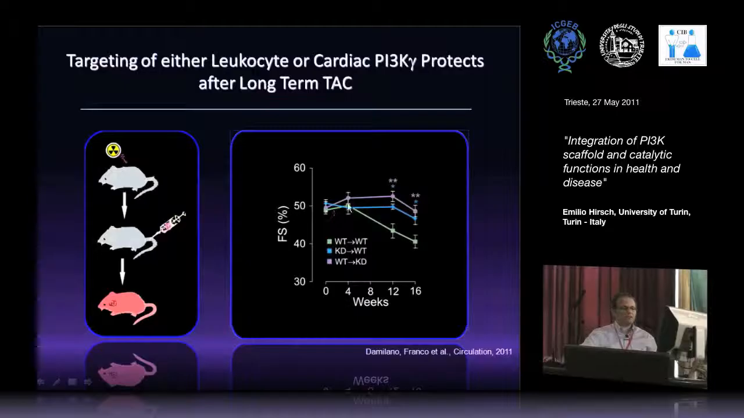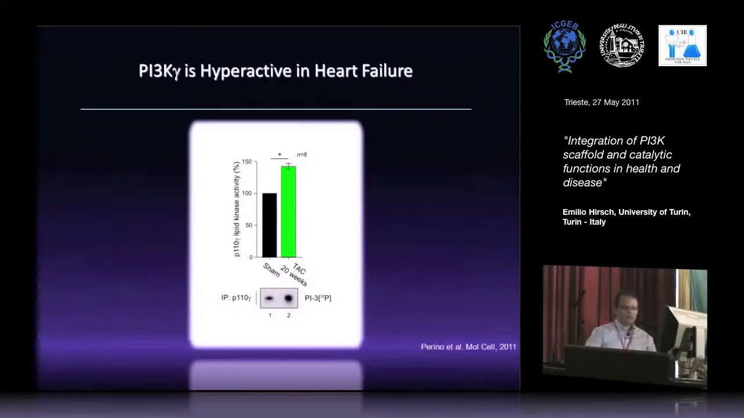But the big surprise in a way is the pink line. The pink line is mice with wild-type leukocytes, so fibrosis goes on, everything is remodeled in an adverse way, but in the end, as you see, contractility is protected. So we started to think PI3 kinase gamma must have a function in cardiomyocytes as well, and this function must be important because these cardiomyocytes are nicely protected even in a situation where inflammation occurs, fibrosis occurs, and the contractility is usually affected.